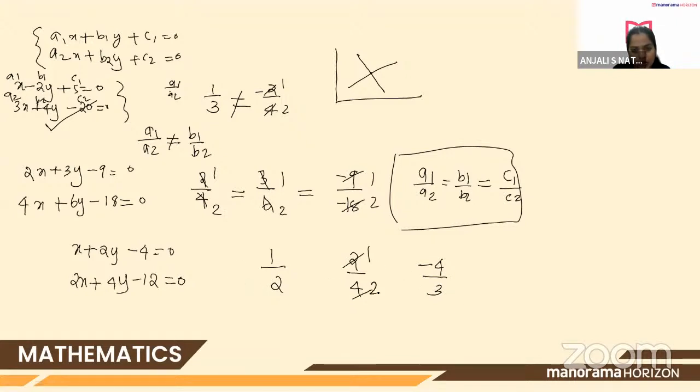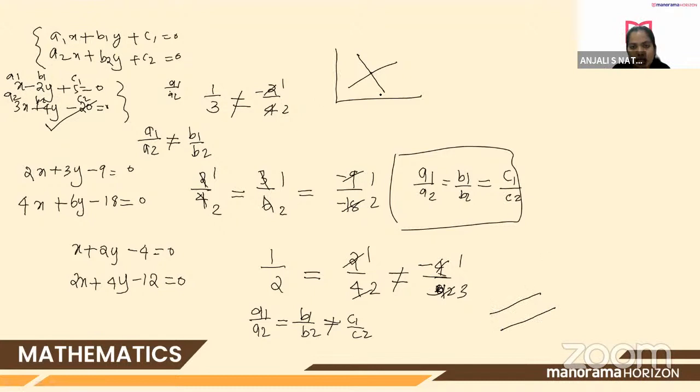So here we get 1 by 2. And we can cancel the last one. So 4 by 12. So this is 1 by 3. So A1 by A2 is equal to B1 by B2, but which is not equal to C1 by C2. That is here A1 by A2 is equal to B1 by B2, and which is not equal to C1 by C2. Okay. In this situation, we get a parallel line.